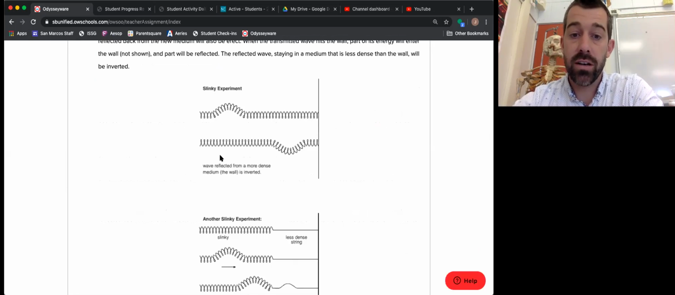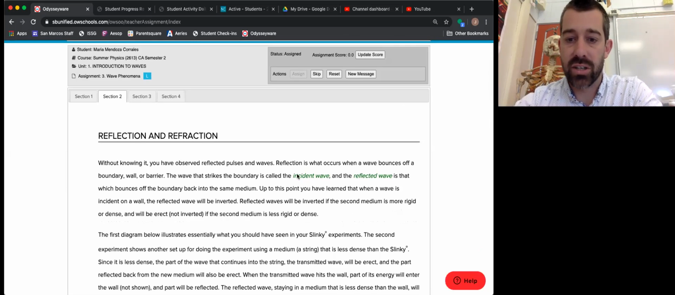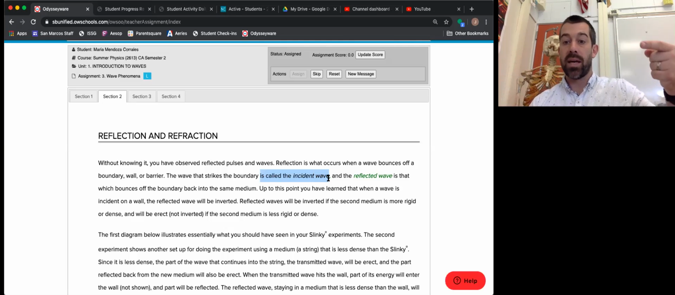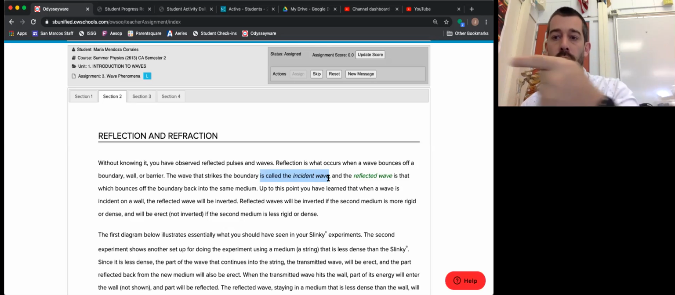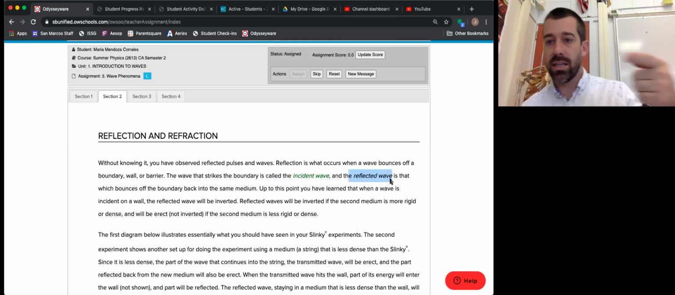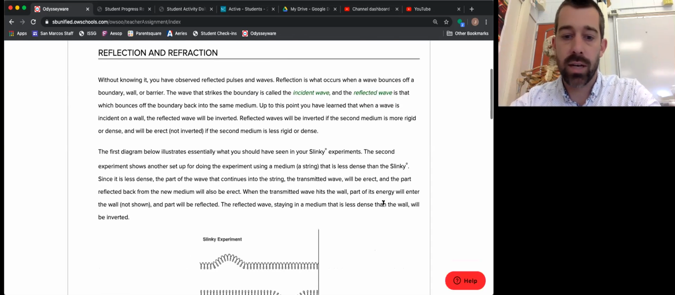We've got this picture here that shows a wave traveling toward a wall. And what's going to happen is that wave is going to bounce off of that wall and come back. And we've got some words here up in this section. So we've got the incident wave. The incident wave is the one coming in toward the material, and then you have the reflected wave. So the incident wave hits something and it bounces back. You get the reflected wave off of that surface.